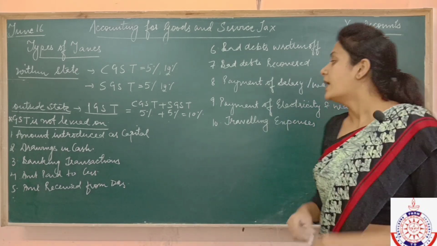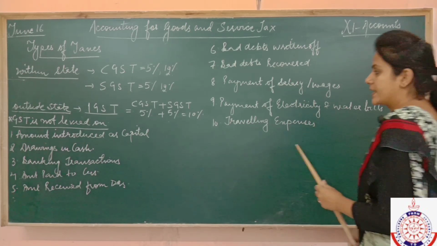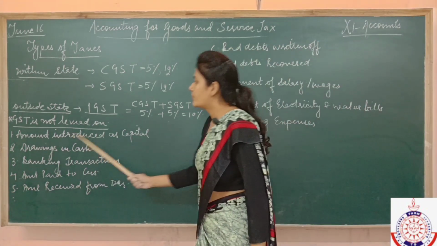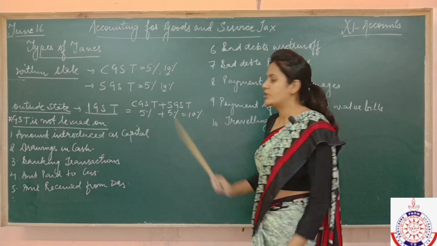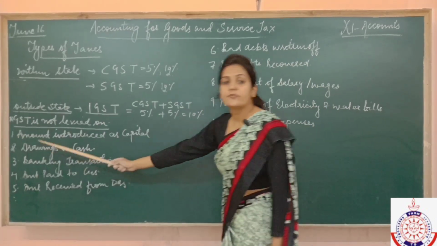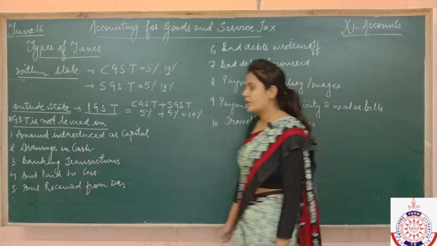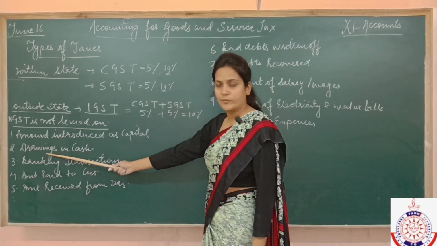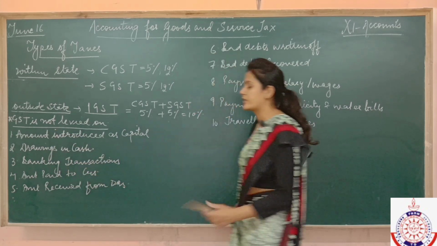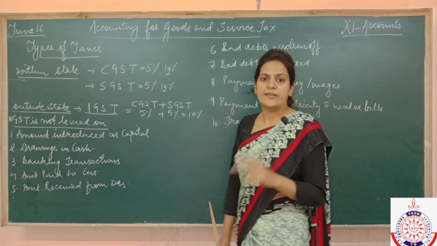The first is amount invested as capital. You know what is amount invested as capital? The entry is cash account debited to capital account, so no GST will be charged. If the proprietor is withdrawing cash from the business or from the bank, it means drawings, so no GST will be charged. Then banking transactions, in which only two transactions specifically count.